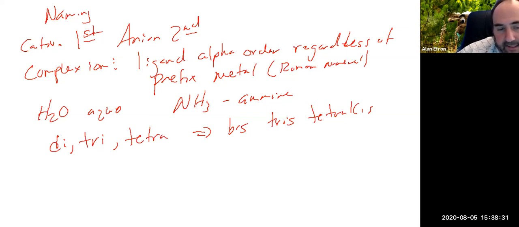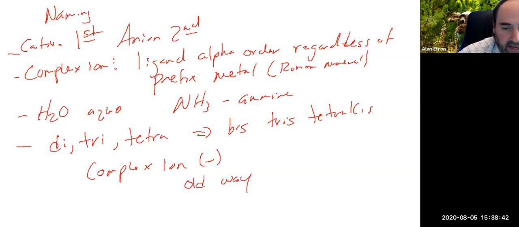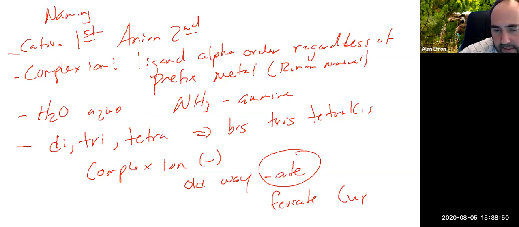In addition, the other kind of weird thing is if our complex ion is negative, we go with the old way of naming the metal, and those are the ones that end in -ate, basically. So again, iron becomes ferrate, copper becomes cuprate. I think I put an extra P in there for free. Plumbate, argentate, stannate for tin, and so forth.